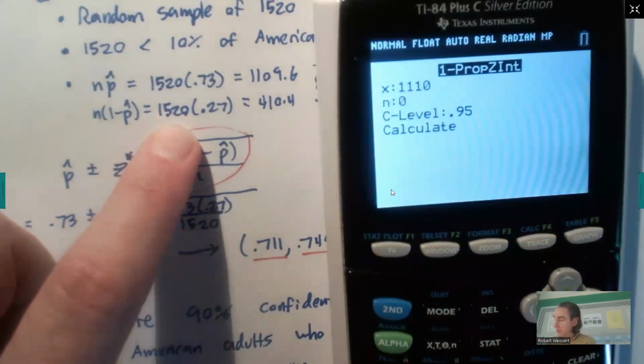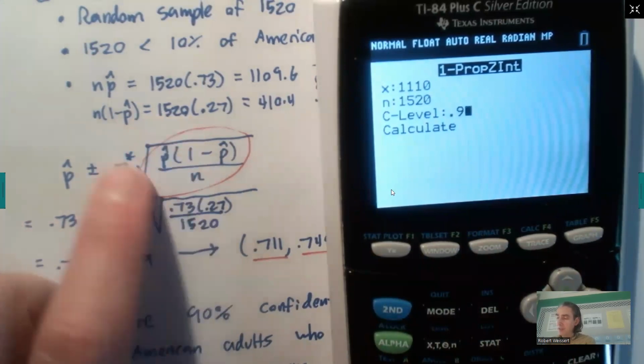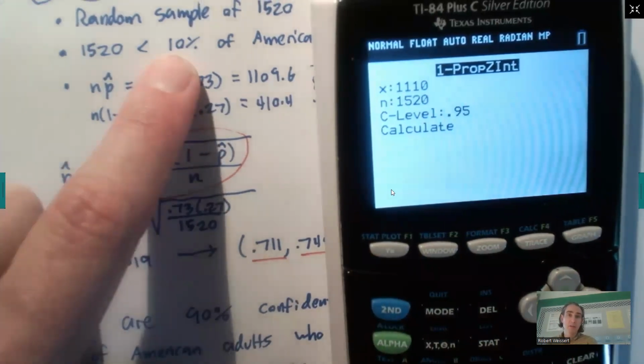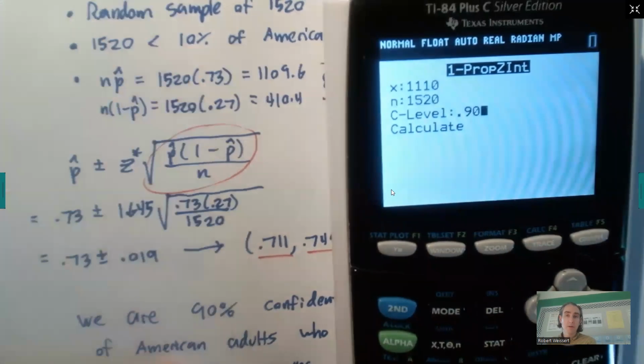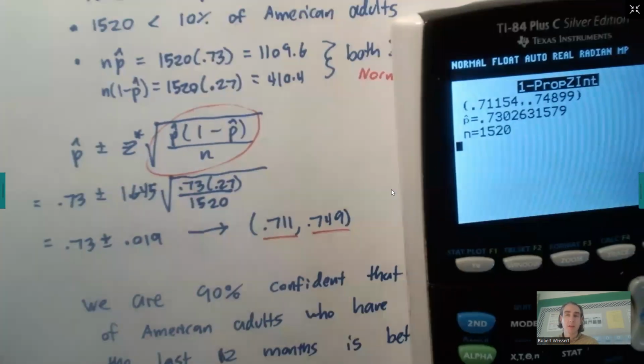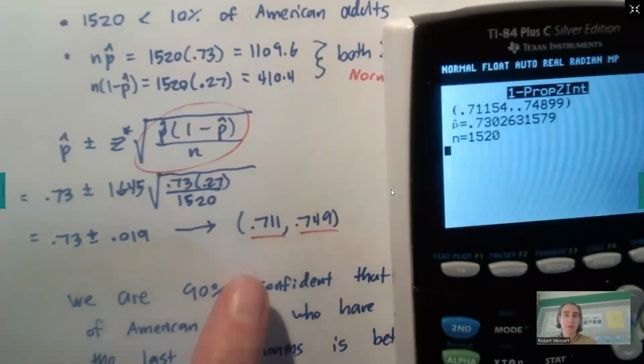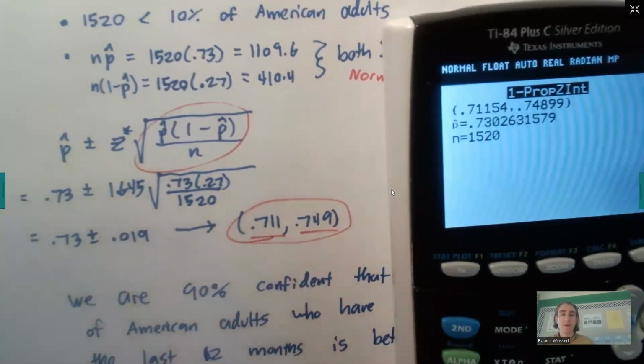Your N value is your sample size, 1520. And I want to bump that down to 90% because 95 is the default, but 90% is what we're working with here. And we'll go to calculate. That should be consistent with what I calculated using the formula. So you want to make sure you report your interval. That is the most important part on the do part.